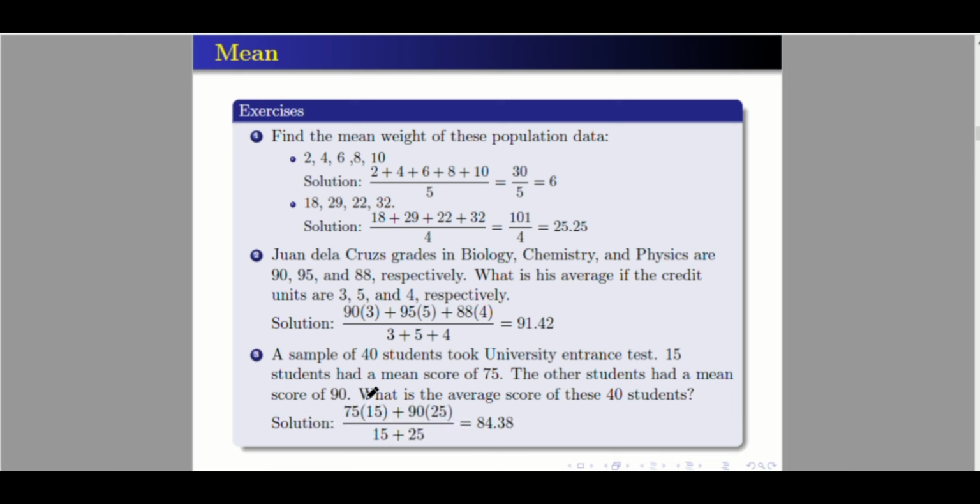So of course, there are 15 students who got a mean score of 75. The mean score of the 15 students is 75. And of course, the remaining 25, 40 minus 15 is 25, have a mean score of 90. The other students had a mean score of 90, meaning the 25 other students. So divided by 15 plus 25, or the number of students. So therefore, the average of these 40 students is 84.38.